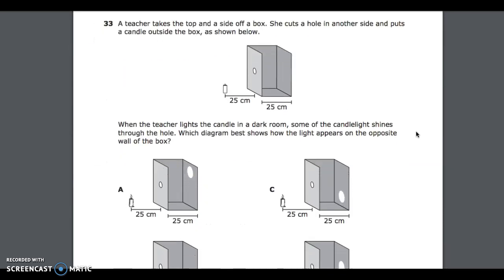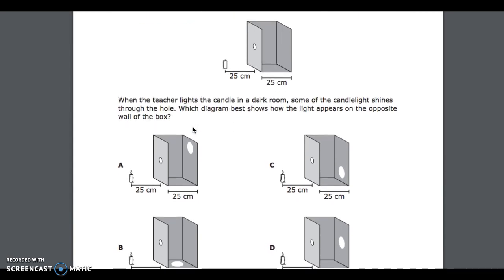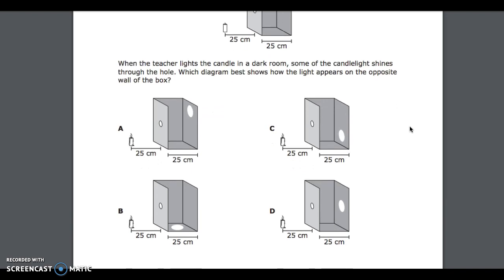33. A teacher takes the top and a side off a box. She cuts a hole in another side and puts a candle outside the box as shown below. When the teacher lights the candle in a dark room, some of the candlelight shines through the hole. Which diagram best shows how the light appears on the opposite wall of the box?